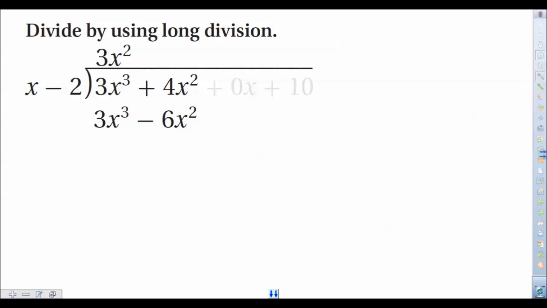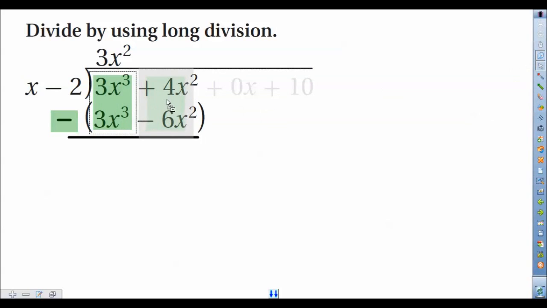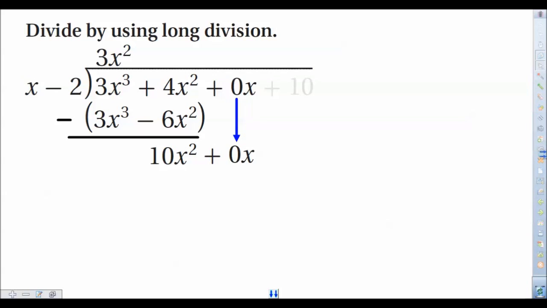What happens next in long division? Yep, subtraction. Remembering to subtract the entire quantity. By the way, a nice little landmark to tell you you're doing it right is that when you subtract, that leading term will cancel out every single time. It'll add up to 0. If it doesn't add up to 0, you made a wrong turn someplace. Over here, be careful with that subtraction, right? When we're taking that 4 and subtracting a negative 6, we're actually adding 6. So that's why we end up at 10x squared. In long division, what we end up doing next is bringing down that 0x.